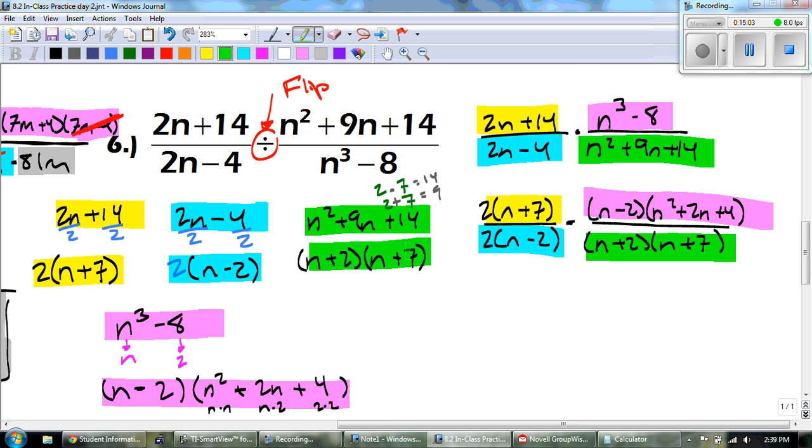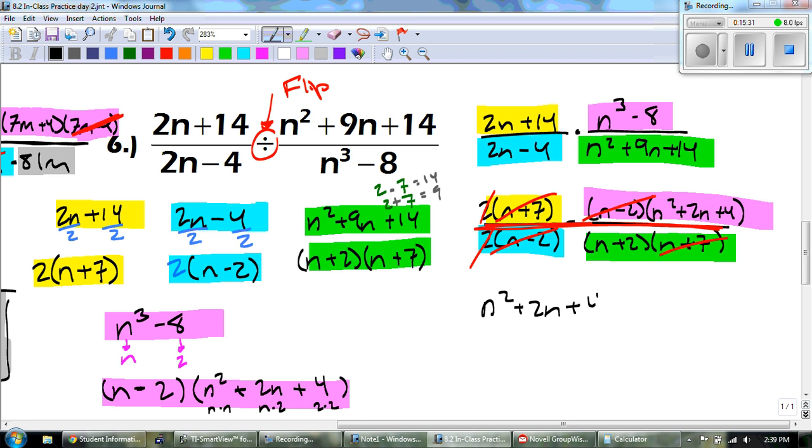All right, now that we have that, remember that this is a giant problem now, okay? We can start crossing things out, okay? Like the 2 and the 2, beautiful. The n plus 7 and the n plus 7. The n minus 2 and the n minus 2, and then what we're left with is the n squared plus 2n plus 4. Sorry, I'm going to rewrite that last one.